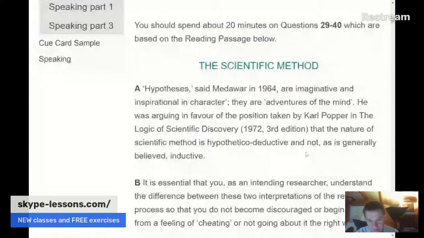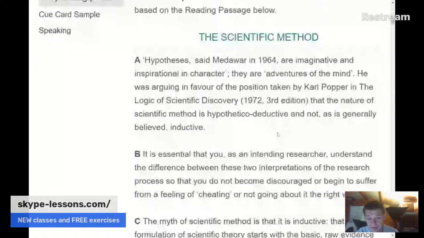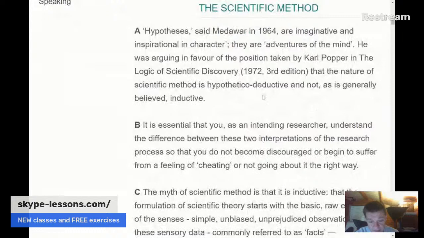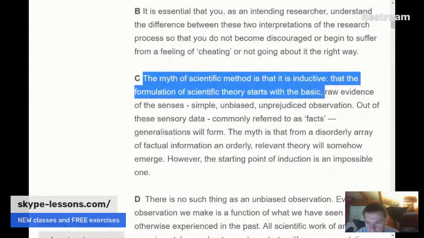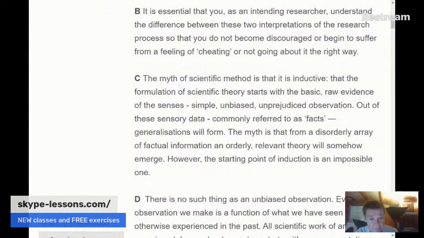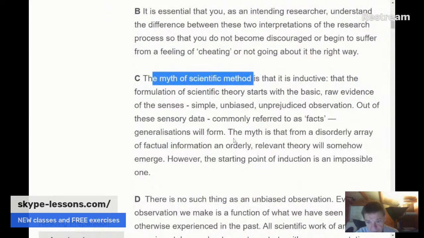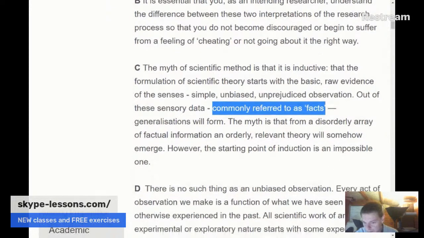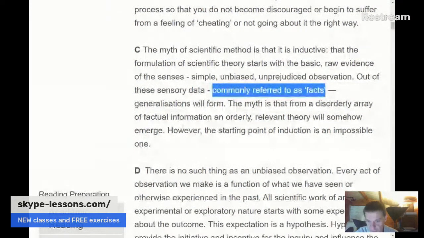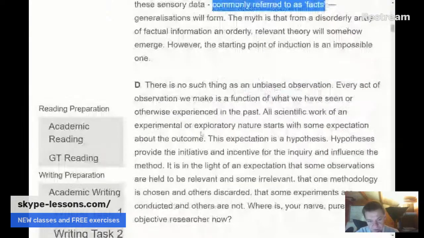So what we have to find here, if that's the case, is somewhere where he says that many researchers use the inductive method, and the inductive method is mistaken. But does he actually say that? Here he talks about the inductive method and that the myth of scientific method is that it is inductive. But as far as I can see, commonly referred to as facts, there is his criticism of facts. The myth is that from a disorderly array of factual information, an orderly relevant theory will somehow emerge. So here, as far as I can see, he doesn't mention that researchers are making a mistake. And that's what we've got to find.